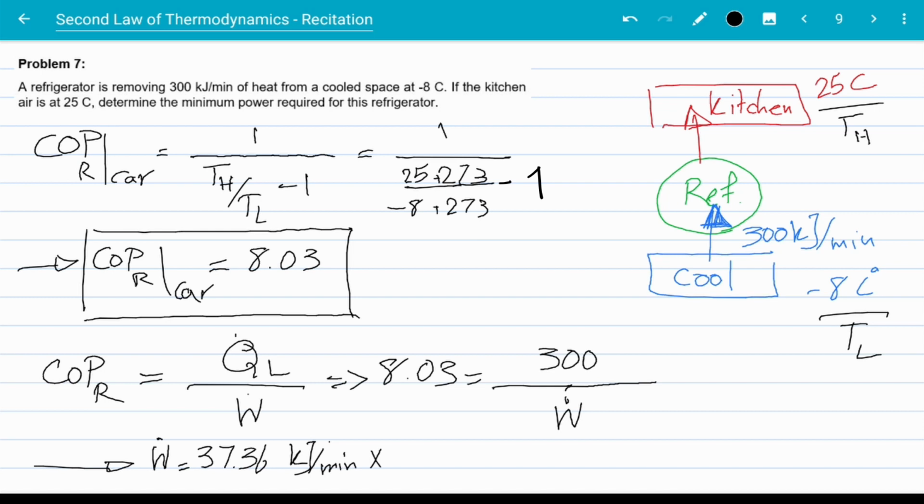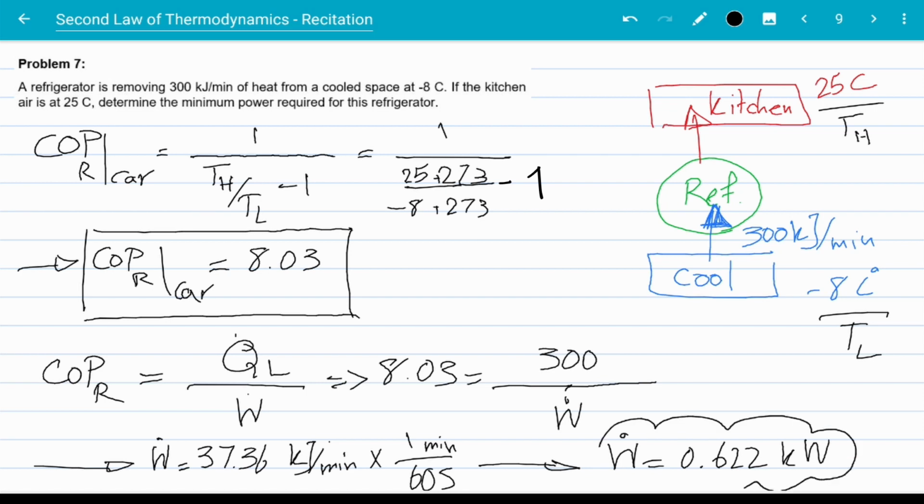Now, kilojoules per minute is not a unit that we are usually dealing with. So I'm going to multiply this by 1 minute over 60 seconds, and I'll get W dot is 0.622 kilowatts. So basically, the key word in the problem was minimum power required. When you see that, you know that you need to assume that the cycle is operating on a Carnot cycle and then do the calculations.